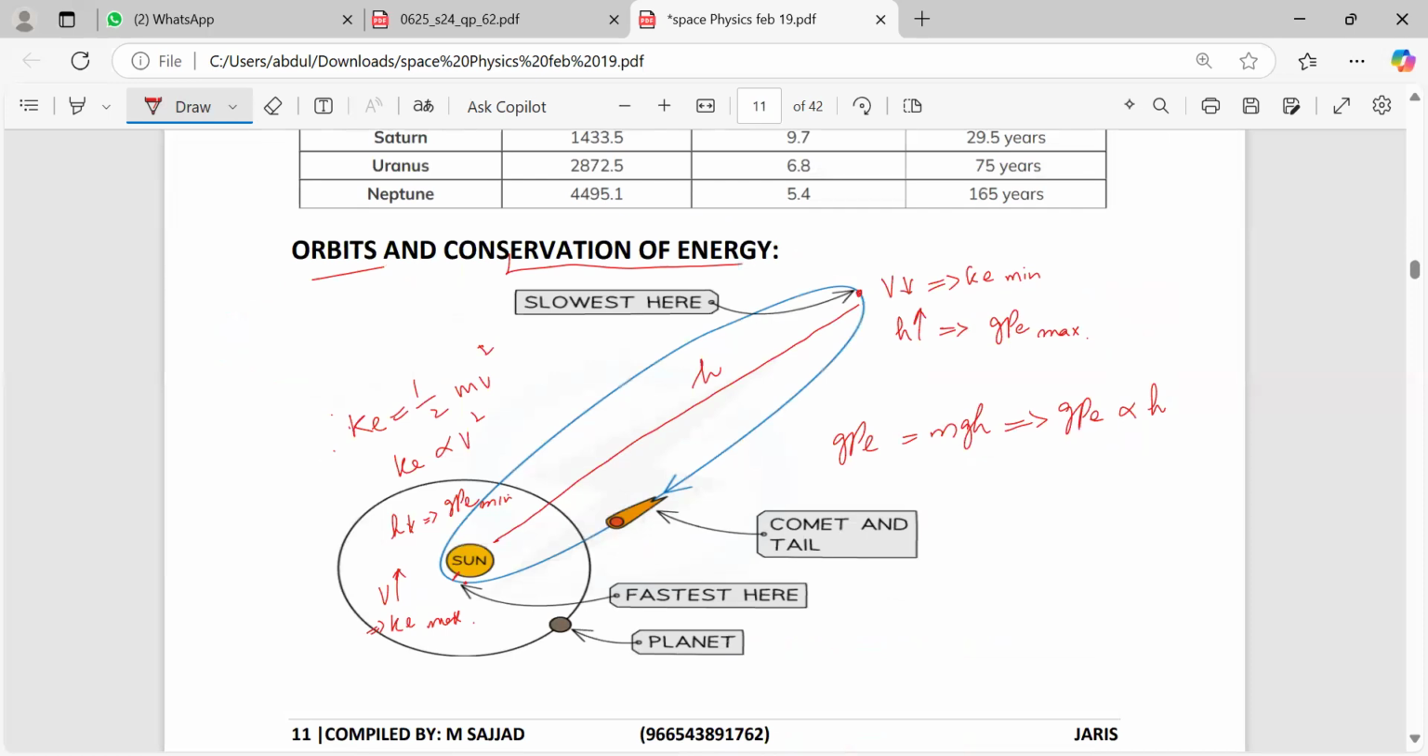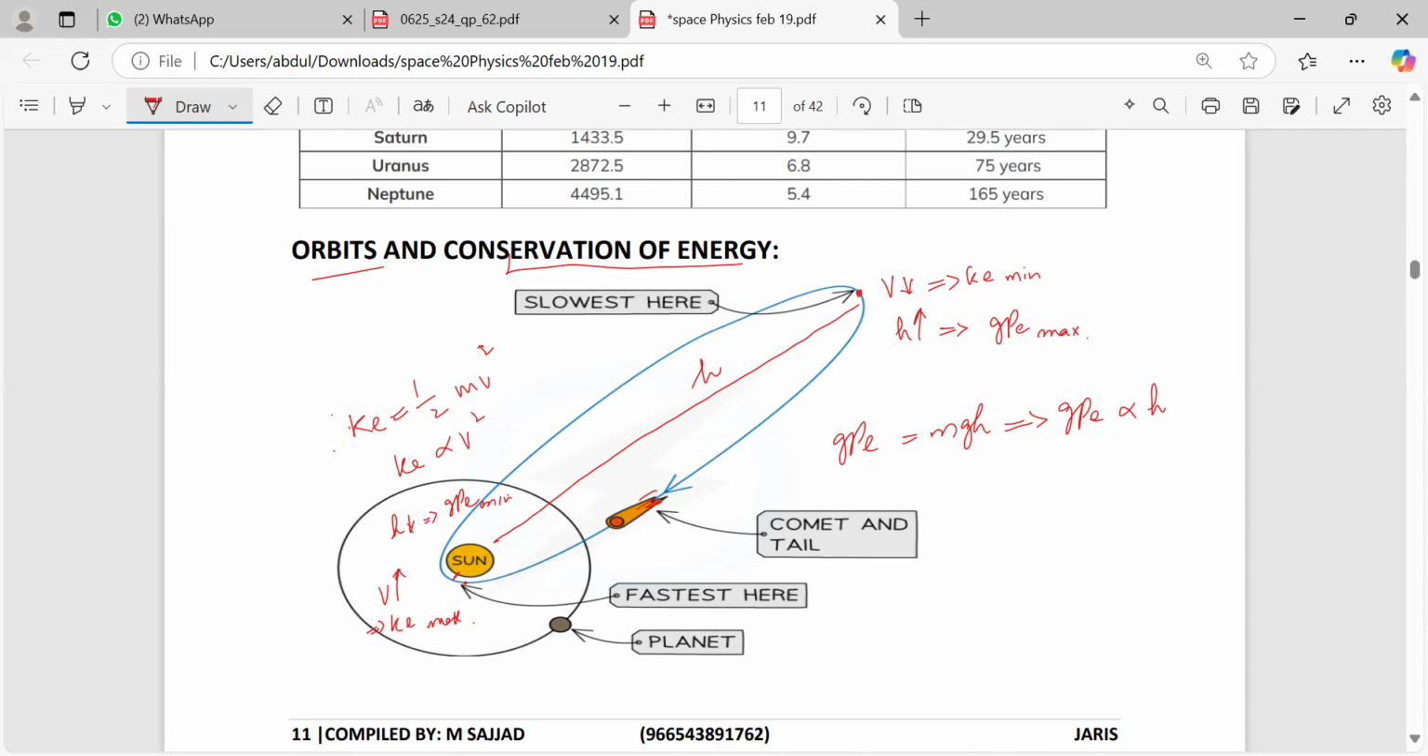This is the comet. I told you it is made up of dust and ice. So as it approaches closer to the sun, due to the enormous heat, the high temperature, the ice melts and makes the tail. That's why this red part is the dust, and this part flying backward but not separating is the tail.